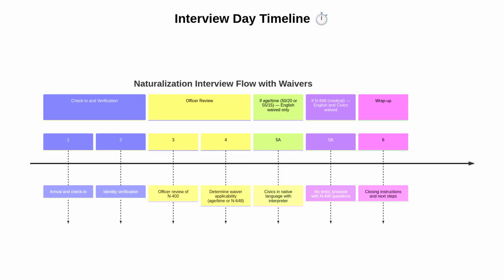This timeline outlines interview day. First is arrival and check-in, followed by identity verification. The officer then reviews your N400 application. Next, waiver applicability is determined. If you qualify under age and time, you will take the civics test, potentially in your native language, with an interpreter. If you have a valid N648 exemption, you should not take the tests. Instead, the interview focuses on your application details and personal history. Finally, the officer provides closing instructions and any next steps.